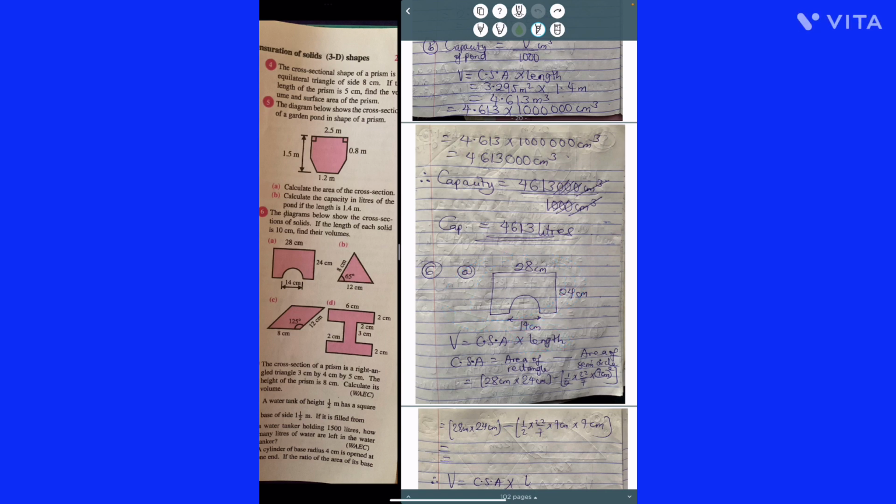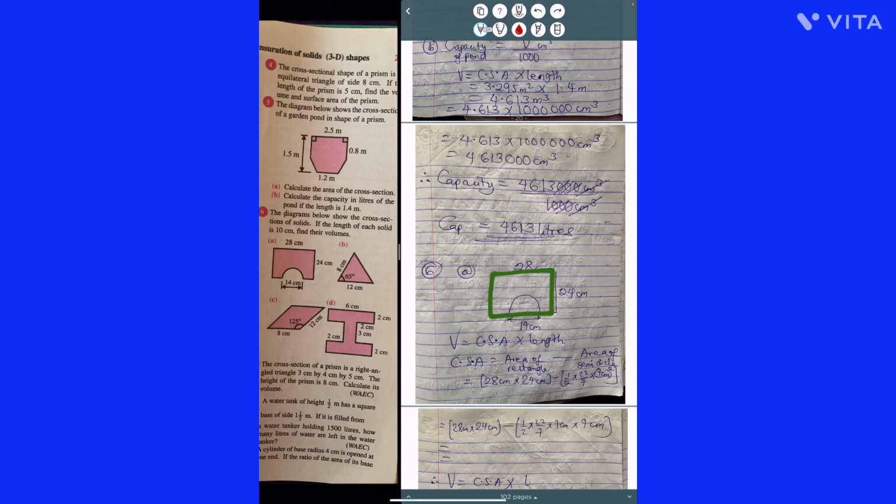I hope you can see this. Let me change it to green. We find the cross-sectional area of the shapes we are given, and multiply our answer by length. So here, this cross-section has two parts. It's a rectangle, majorly a rectangle, 28 by 24. But from the rectangle, a semicircle has been cut out.